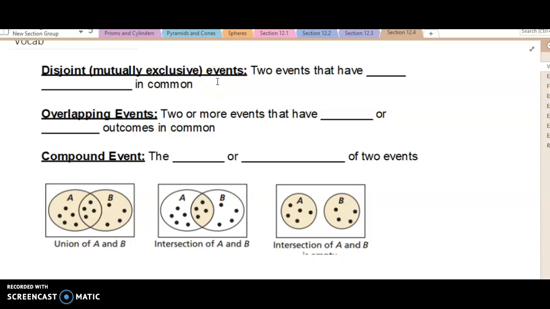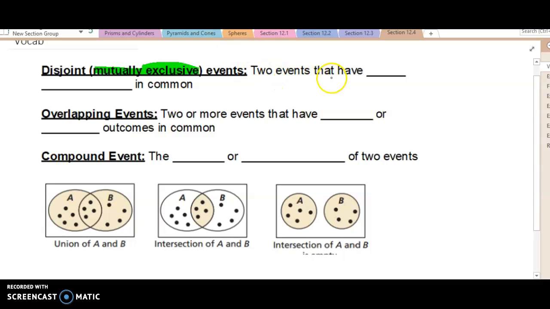All right, guys, so these are the notes for section 12.4. And in this section, we're going to talk about disjoint and overlapping events. And so in order to do that, we have to define what those two things are. Okay, so disjoint events are also referred to as mutually exclusive.